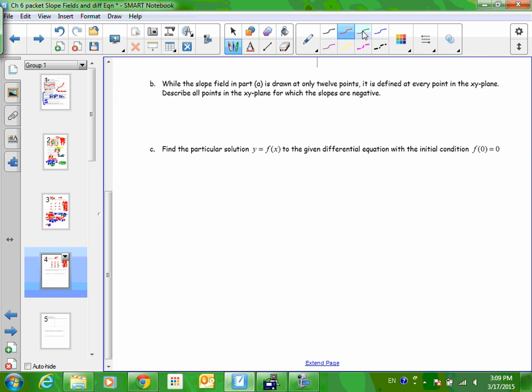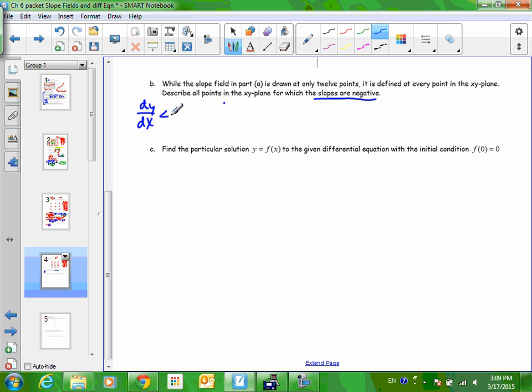Okay, so let's look at this one. It says, while the slope field in part A is drawn at only 12 points, it's defined at every point. Describe all the points for which the slopes are negative. What do you think about when you hear that phrase? Slope, negative. The derivative is negative.